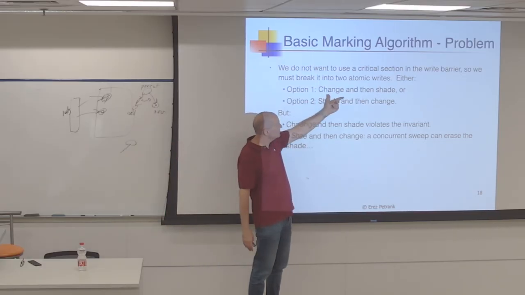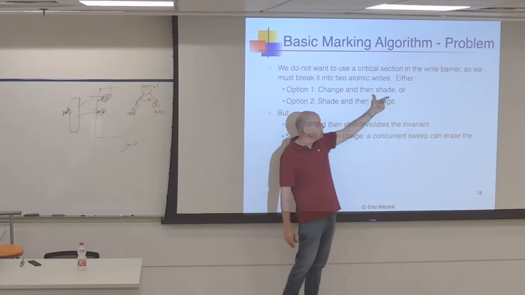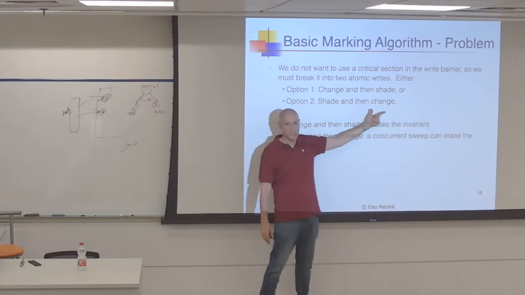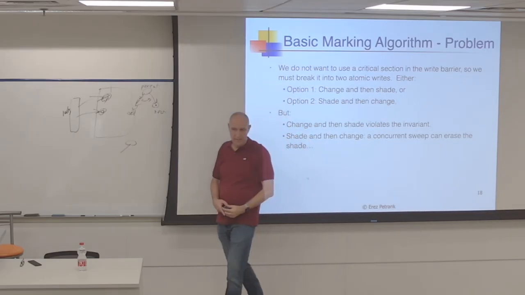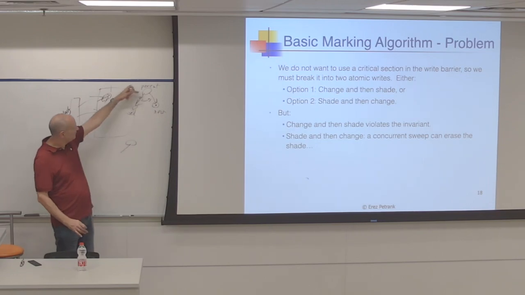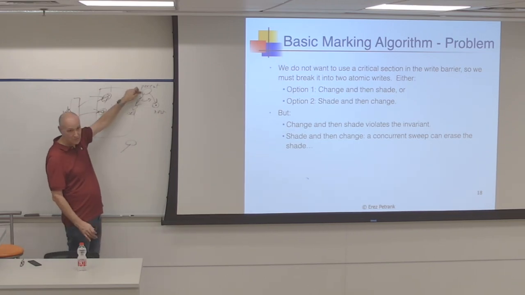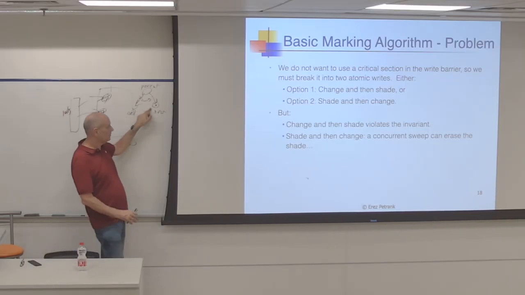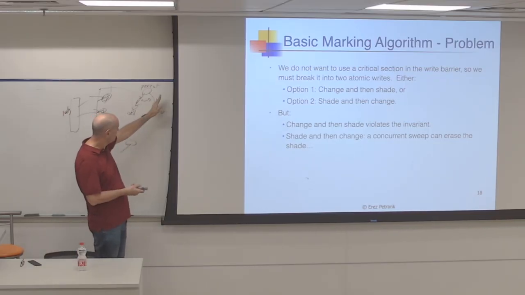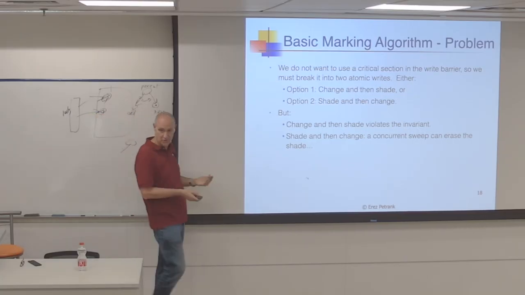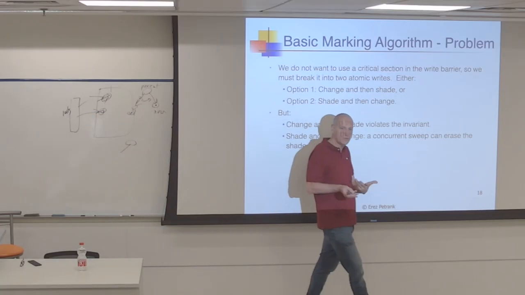So we have two options. We first change the pointer and then shade the target, or we first shade the target and then change the pointer. Just to be sure that the English is not a barrier, if I have an edge, I call this the source of the edge, and this is the target of the edge. So I could first change and then shade the target, or I could first shade the target and then do the change. I have to decide what I do first.